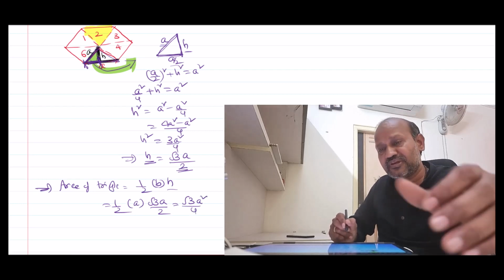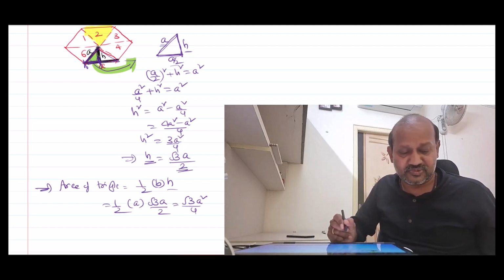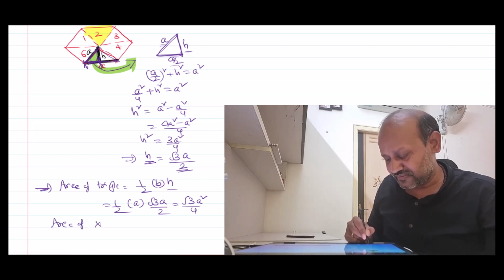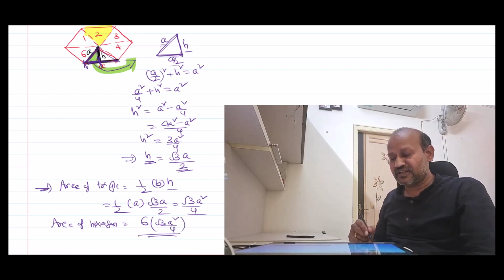But we are talking about a hexagon. A hexagon has 6 of these identical triangles. So the area of the hexagon is 6 times the area of this triangle, root 3 A square by 4. Now I have the area of the hexagon.